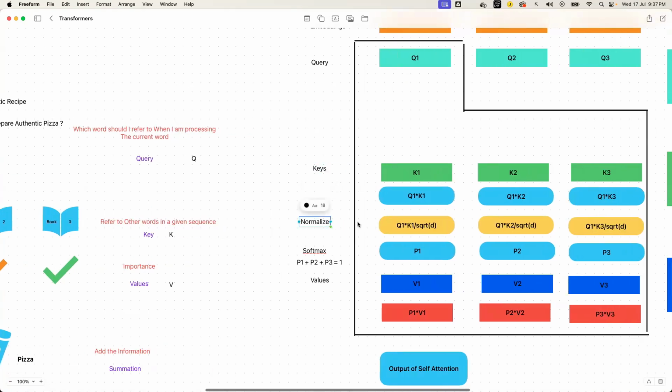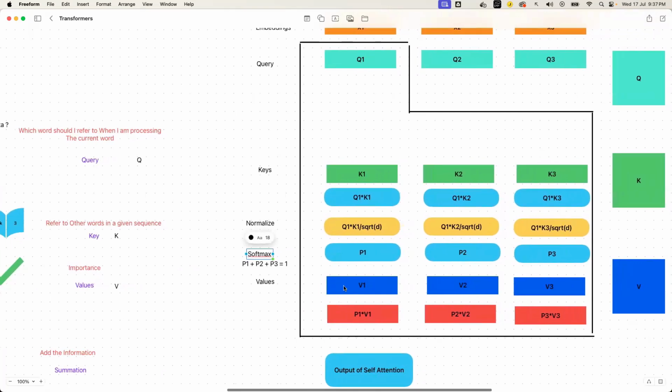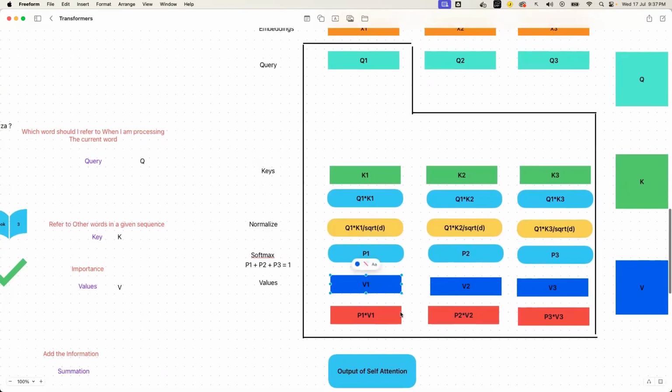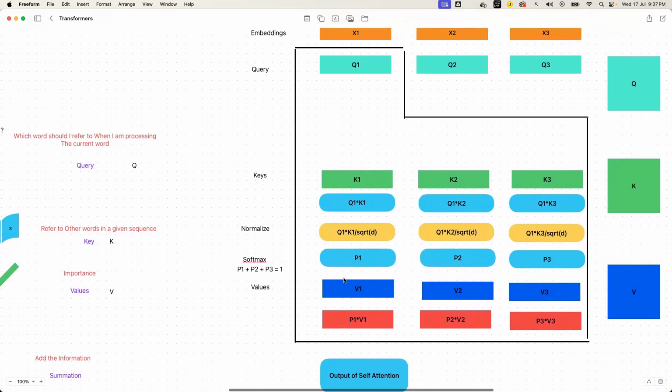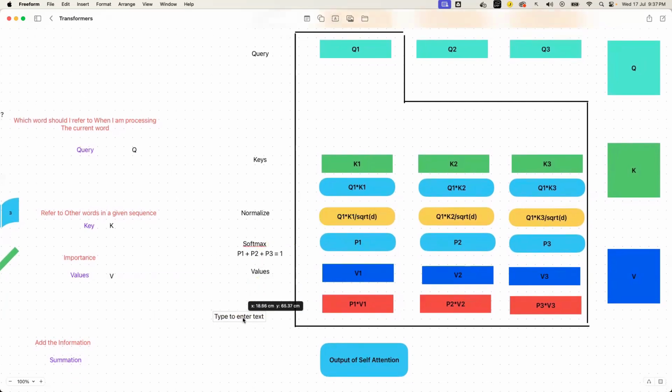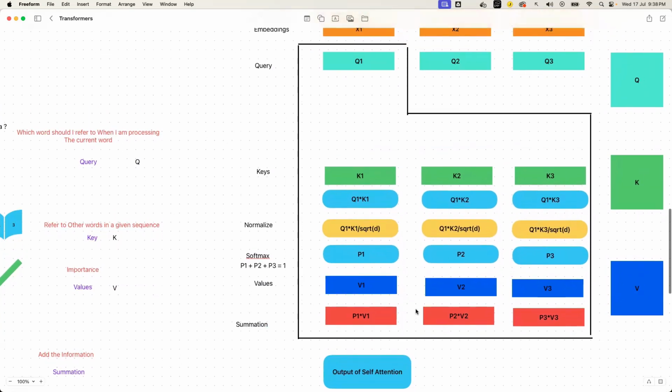We'll normalize it since we are working with a computer, to ensure that we do not get crazy values. So we normalize by dividing by the square root of the dimension. Then we get the probability scores P1, P2, P3, which we receive after applying the softmax. Then we get the respective values. We multiply P1 times V1, P2 times V2, P3 times V3, and add them together. That's the summation, the final step. That's the output of self-attention.